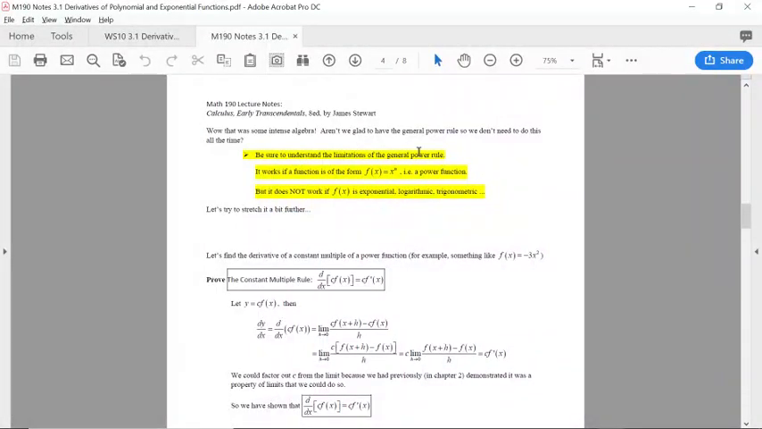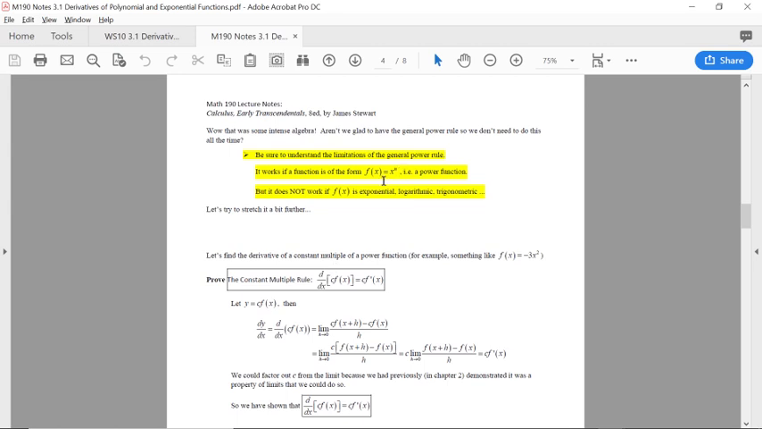Be sure to understand the limitations. Okay, it works if the function is a power function, but it does not work if your function is not a power function. So if your function is not of the form x to the n, where the variable is the base, but the exponent is the number, the constant, that's when you can use the power rule. You can't use it if your exponent is in fact a variable.